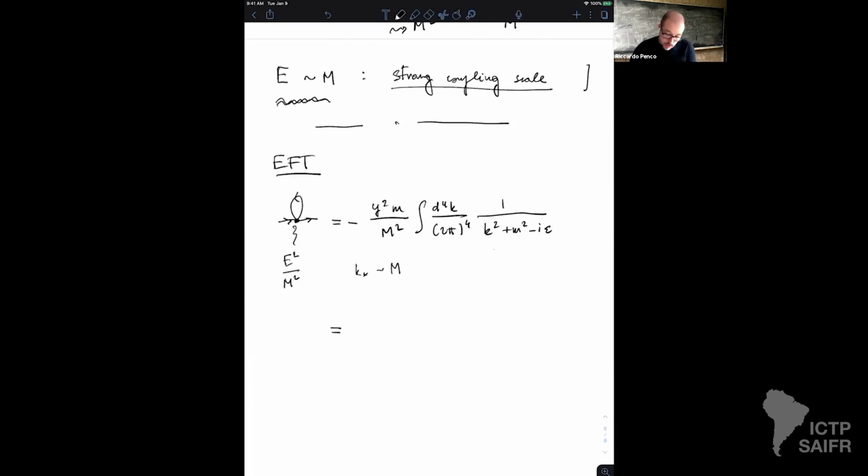And long story short, when you do that, and you go from 4 to 4 minus epsilon dimensions, you can calculate this loop, and you find that it scales like m cubed over M squared. Then there is a 2 over epsilon plus 1 plus log of mu squared over little m squared. I'm dropping things that go like epsilon.